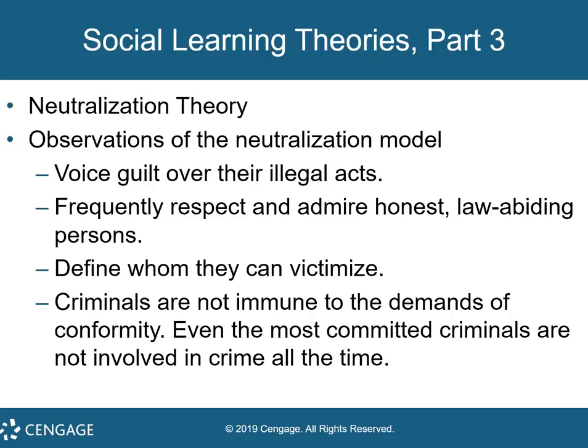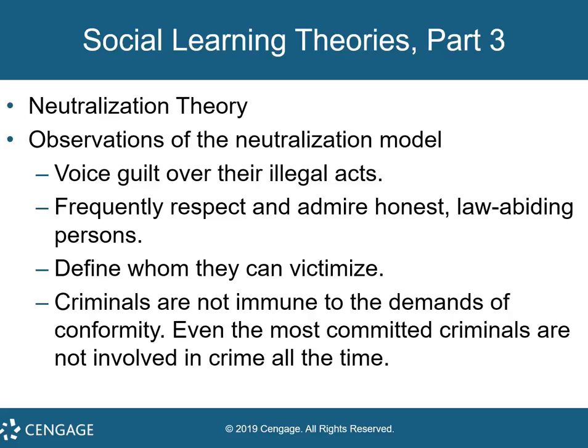Number two, offenders frequently respect and admire honest, law-abiding persons. So those admired may include entertainers or sports figures or other members of society, maybe even parents, teachers, and neighbors. Number three, criminals define whom they can victimize. Members of similar ethnic groups, churches, or neighborhoods are often off limits. This practice implies that criminals are aware of the wrongfulness of their acts. So again, it defines who they victimize.